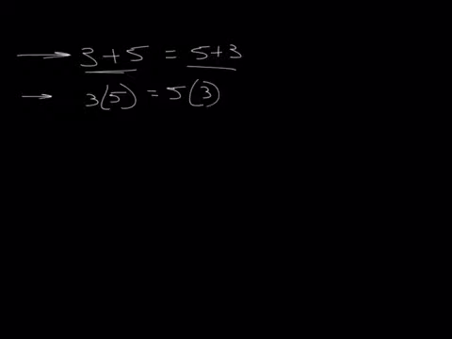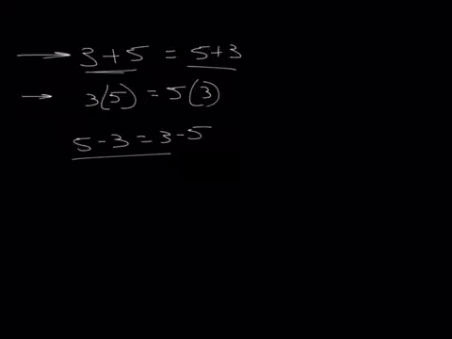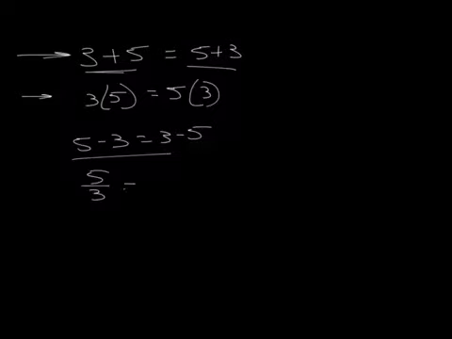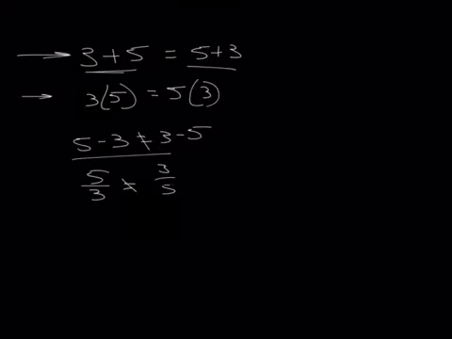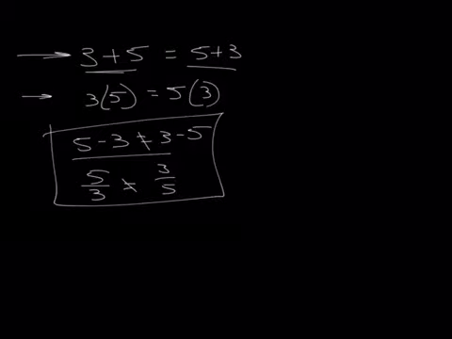Alright, the commutative property does not work for subtraction and division. For example, 5 minus 3 is not equal to 3 minus 5. Did I say multiplication? Division. So subtraction does not work and division does not work. 5 divided by 3 is not the same as 3 divided by 5. Okay, you can't switch the orders around in subtraction or division. So it's just addition and multiplication.